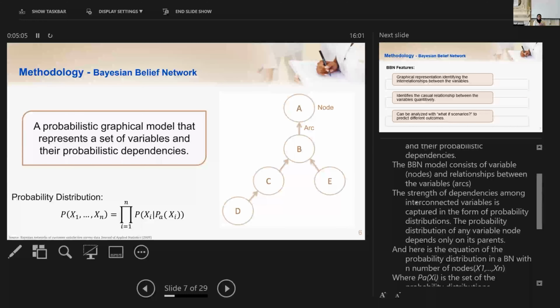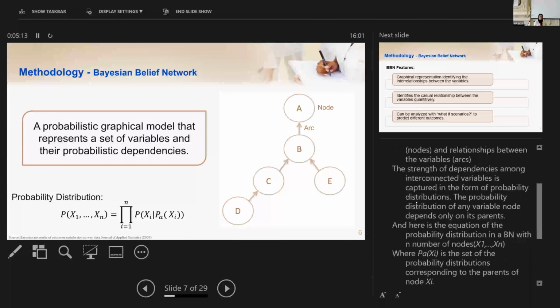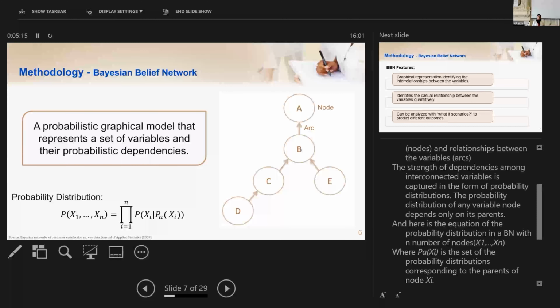So as we can see, D is the parent of C, C and E are the parents of B, and so on. And here's the equation of the probability distribution with n number of nodes, where Pa(Xi) is the set of probability distributions corresponding to its parent Xi.